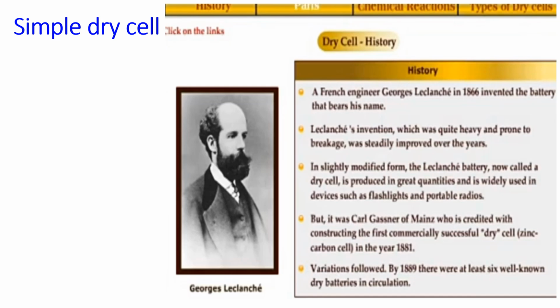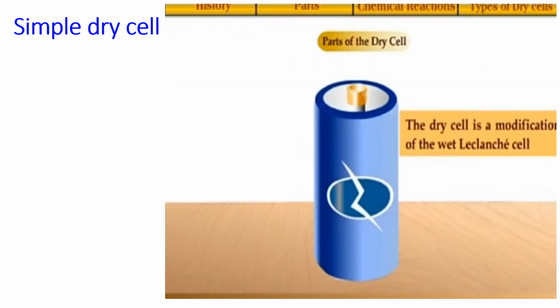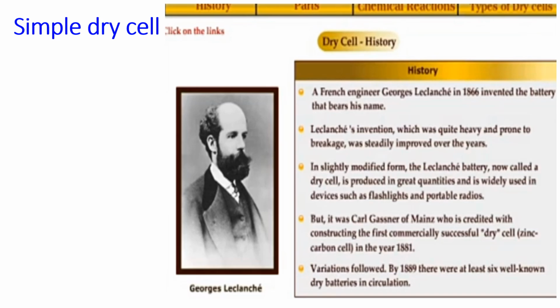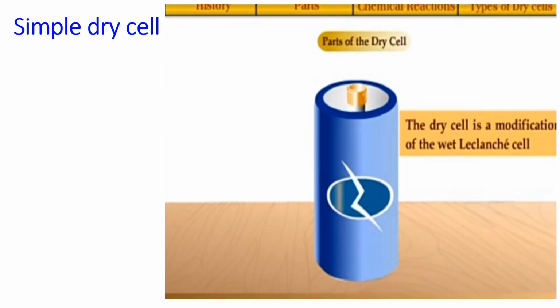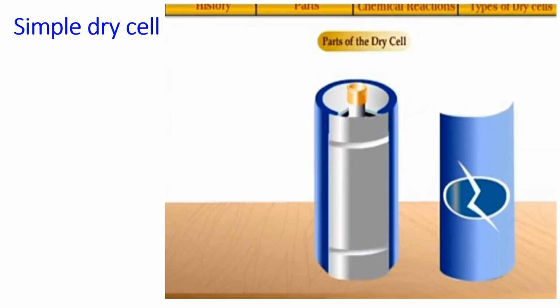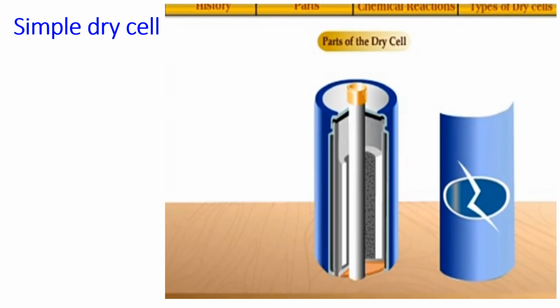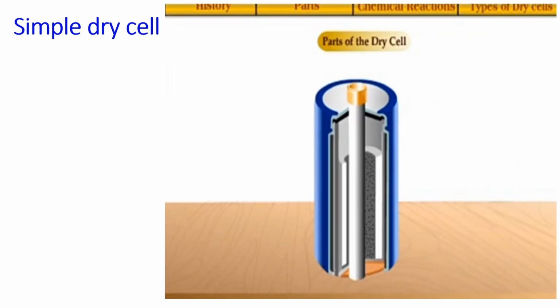Then variations followed, in 1889 and so on. So this is a dry cell. The dry cell is a modification of the wet Leclanché cell. As you can see, for us to examine this dry cell, we need to check the internal part of it.